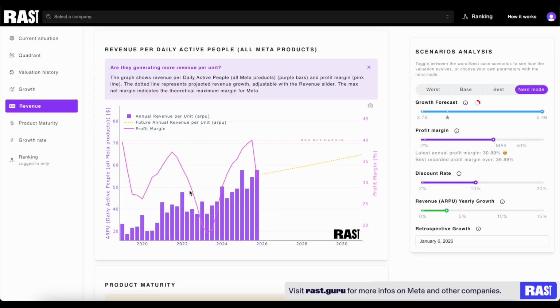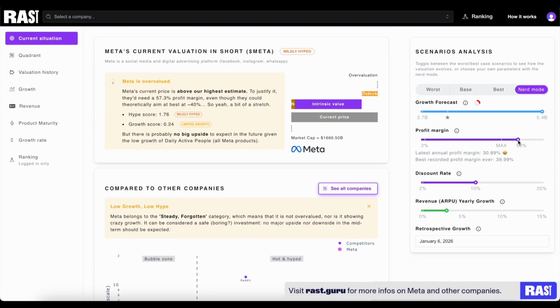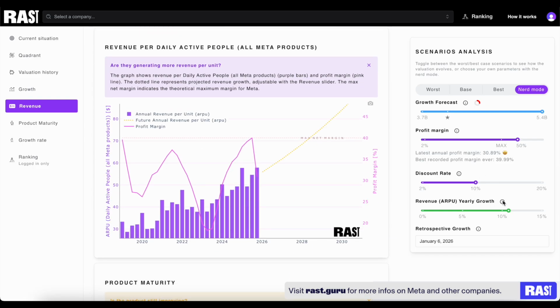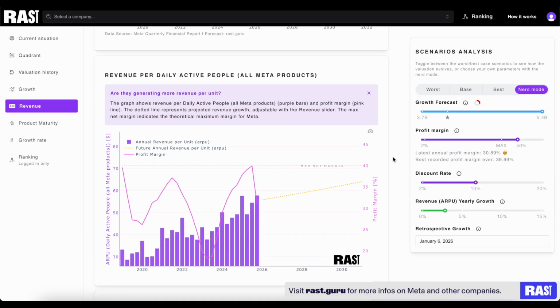The dotted line represents the max net margin, the theoretical ceiling for profitability based on the company's cost structure. For Meta, that's around 40%. In nerd mode, you can adjust the profit margin to see what value the company would have depending on its profit margin. And you can change the future growth of ARPU with the revenue slider. In Meta's case, a future growth rate of 3 to 5% should be realistic given its past growth. The revenue per user is calculated by using publicly available data. We take the revenue and divide it by the number of users.